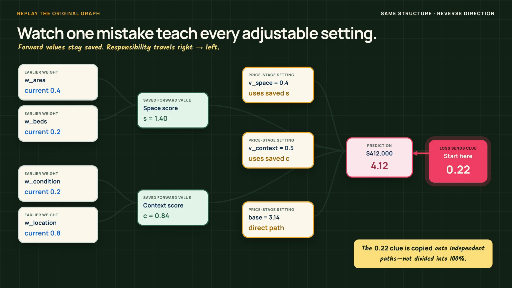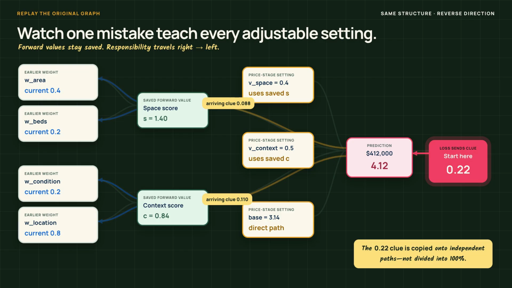One copy is scaled by the space multiplier, 0.4, and arrives at the saved space score as 0.088. Another copy is scaled by the context multiplier, 0.5, and arrives at context as 0.110. Those clues continue backward. Space reaches the floor area and bedroom weights. Context reaches condition and location.